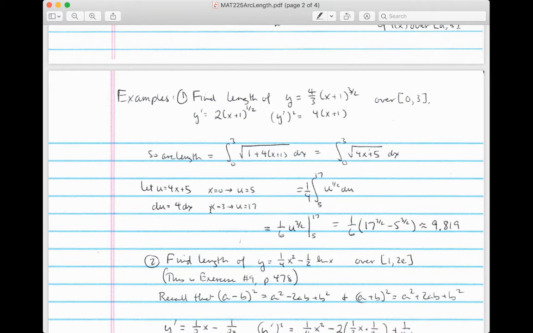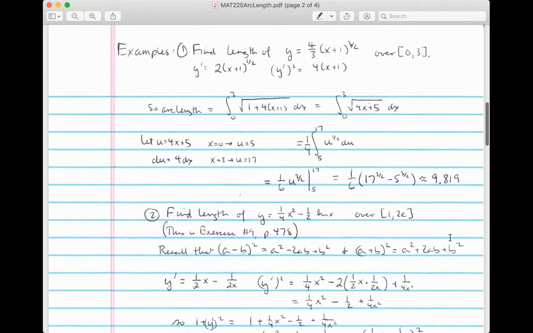I change the variable, so I'm changing the limits as well. When x goes from 0 to 3, u is going from 5 to 17. And so I get 1/4 the integral from 5 to 17 of u to the 1/2. That's easily anti-differentiated. I get 1/6 u to the 3/2. I evaluate at 17. I evaluate at 5. There's my exact answer. If you'd like a decimal approximation to 3 places, then it's just a shade under 10.